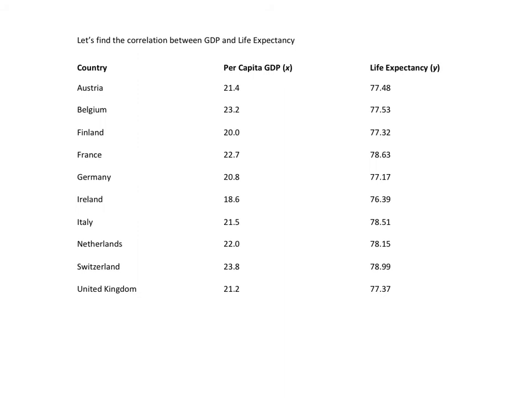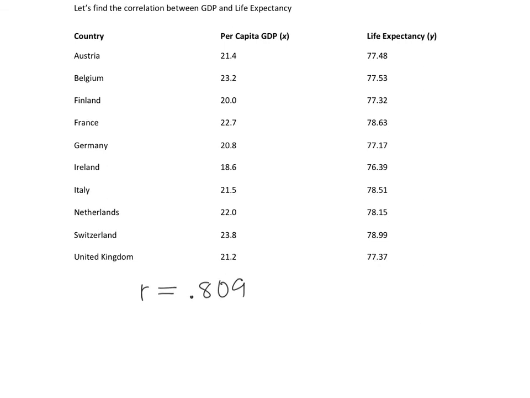Then I'm going to go back to stat, over to calc, and down to 4. And when I hit calculate, we're going to get that R equals 0.809. So if we're talking about what this correlation represents, 0.809 is obviously positive. So basically, as your GDP increases, your life expectancy is going to increase, which you would expect to happen. And then 0.809 is fairly close to 1.